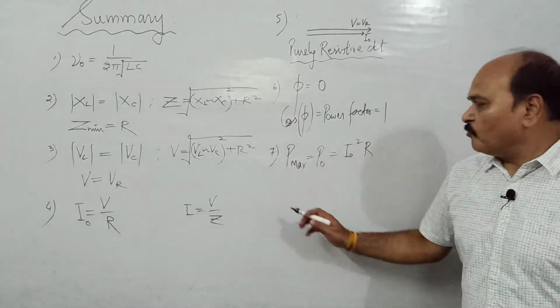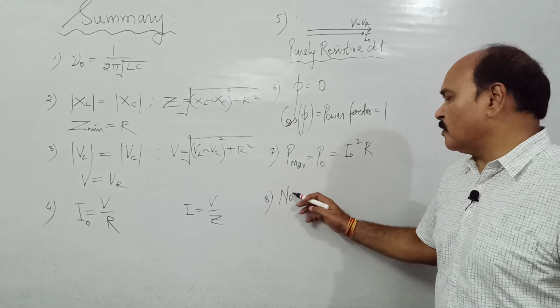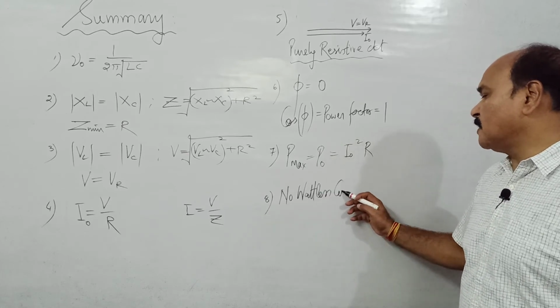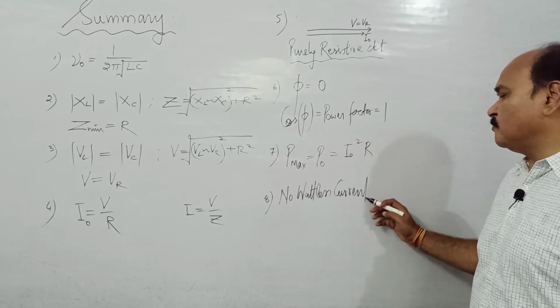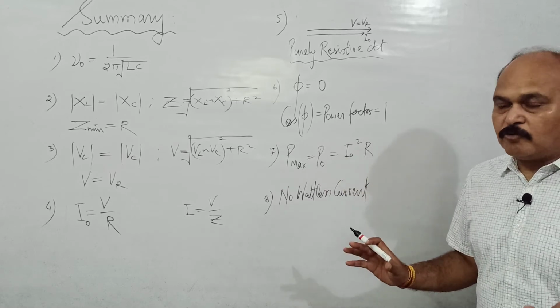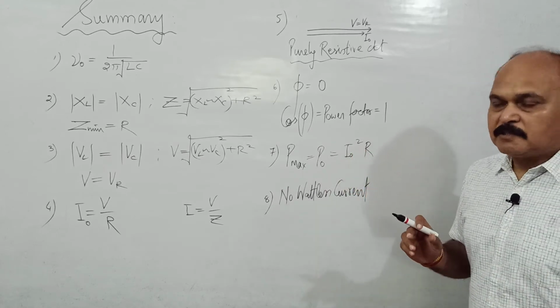Well, what is wattless current? There is no wattless current, as the circuit is purely resistive. So wattless current in the circuit is 0. Whole of the current is responsible for dissipation of energy.